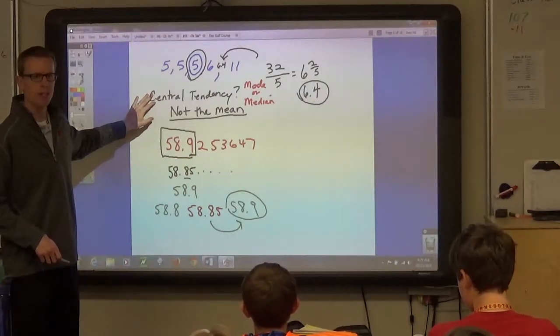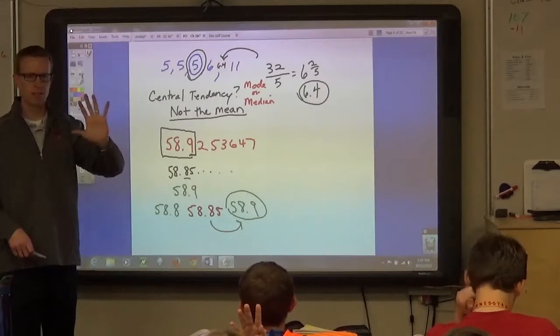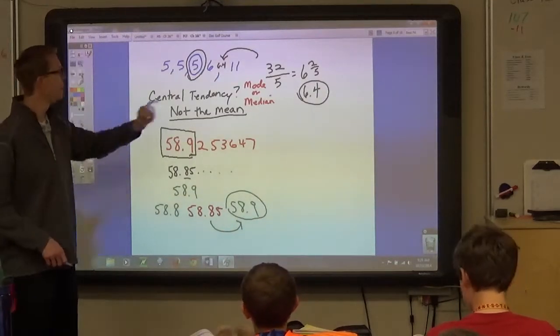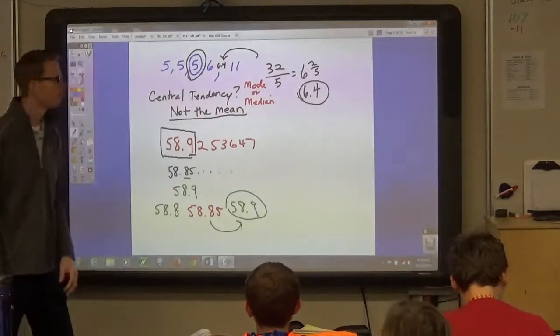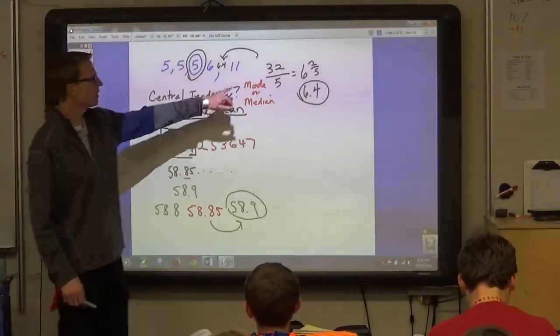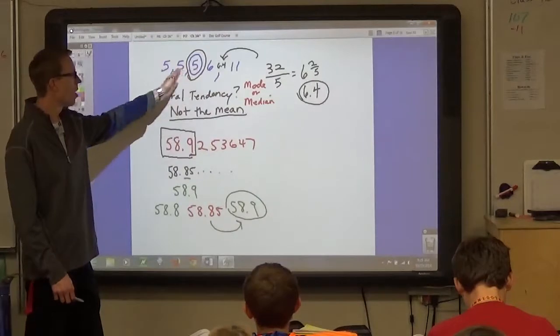What is the mode in this set? It's 5, isn't it? There are three 5s: 5, 5, 5, 6, and 11. So the mode is not the best central tendency, because that's the smallest value.